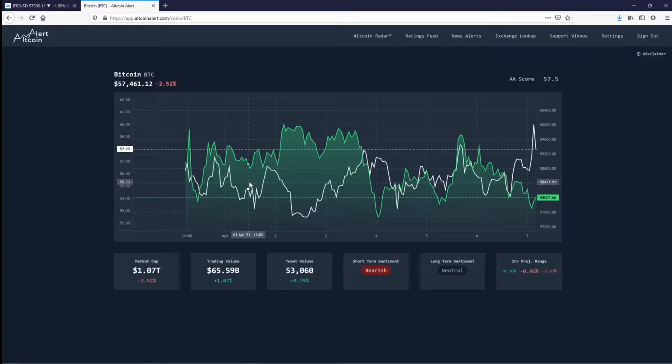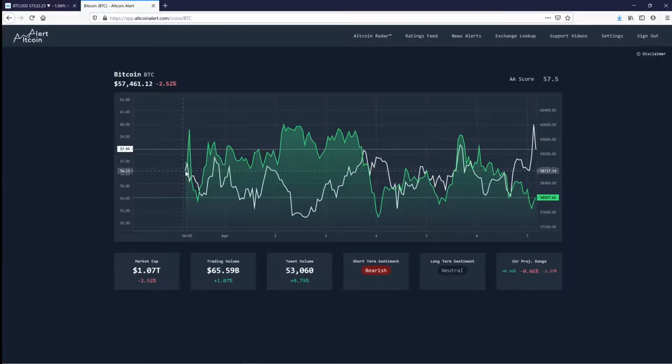Hey guys, I've seen something repeated a little bit, and I thought I'd take a moment to clear up something that I think a lot of people are misinterpreting. This is the new charts with the AA score and altcoin alert, where you have the green being the price line, like the daily close of whatever asset, Bitcoin in this instance, and then the white line is the AA score. On the right, you have the scale for Bitcoin's price, and on the left, you have the scale for the altcoin alert score.